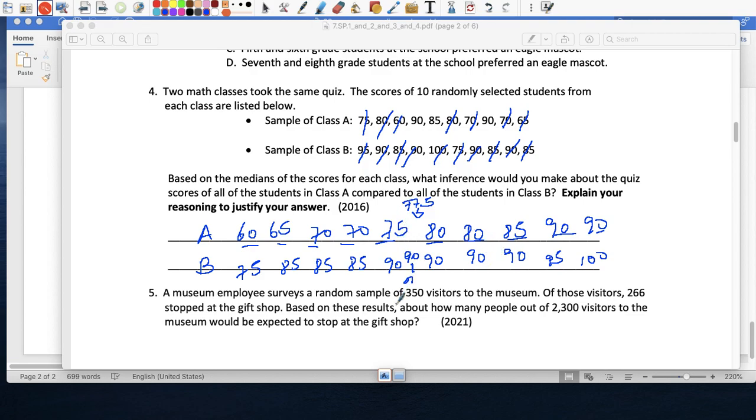So class B's median is higher than class A's. Explain your reasoning to justify your answer. Well, we found a median, so class B is greater than class A. Is there anything else we can talk about here?